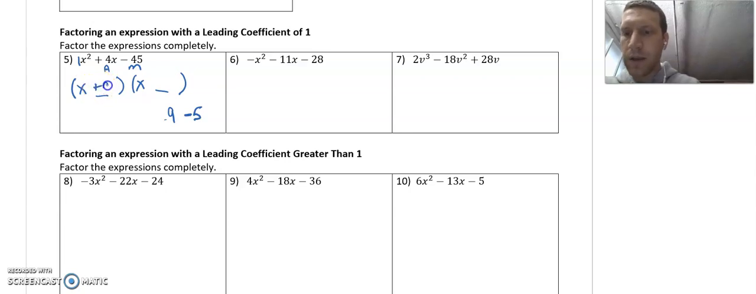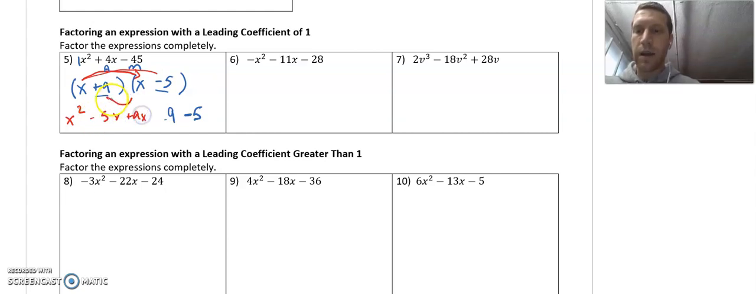So plus 9, minus 5. And remember, again, we're done with this, but to check it, this is how I get back to where I came from, right? I'm just going to distribute. So x times x is x squared, then I get negative 5x, then plus 9x, and then a minus 45. And this will combine to give me that positive 4x. Okay, so that's my check. I know that I had it right.